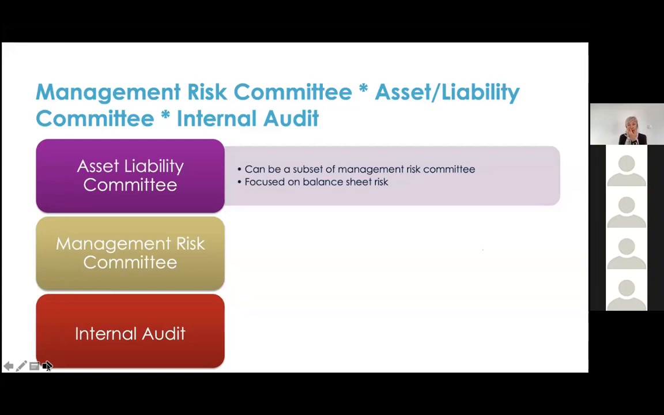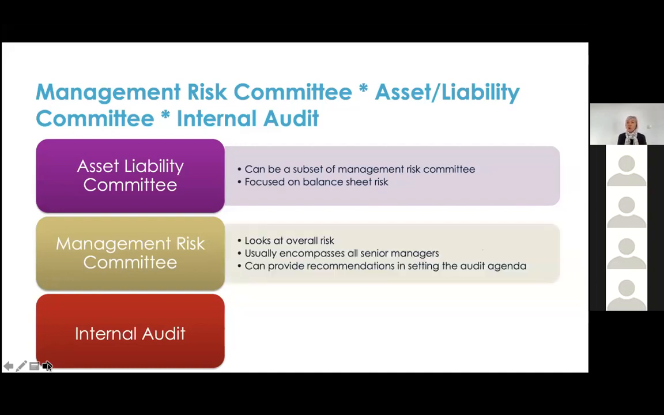So for example, when I worked at my financial institution in the US, there was a management risk committee. This is about overall risk. It includes all the senior management members usually, and can provide recommendations, even setting an audit. So let me explain how it worked in one institution I worked in. They had an asset liability committee meeting, and they usually included the controller and a treasury officer to sit in those committees. And then when they were done talking about the asset liability mix, those people left, and it was just the senior managers that would have the rest of the risk committee that was looking at non-financial risks.